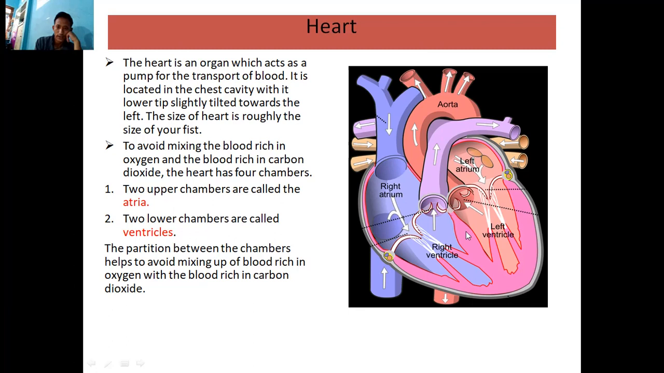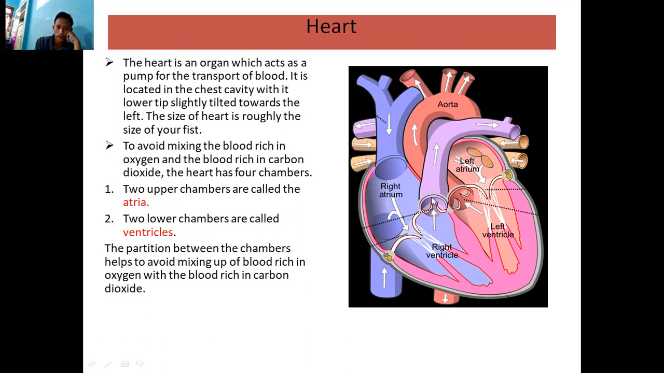This septum prevents the oxygenated blood and deoxygenated blood from mixing. On the left side, the color shows oxygenated blood, which is oxygen-rich blood, and on the right side, light green shows deoxygenated blood.